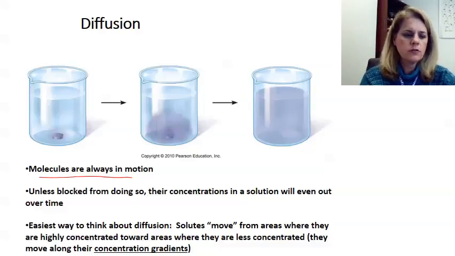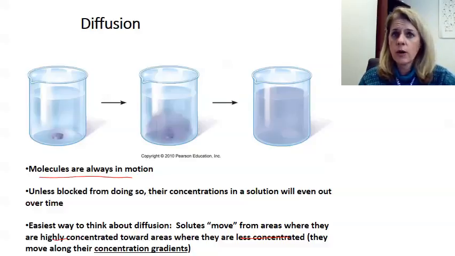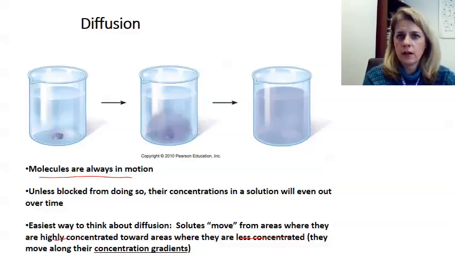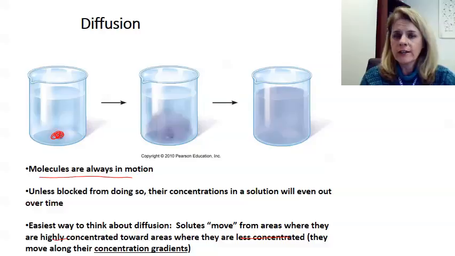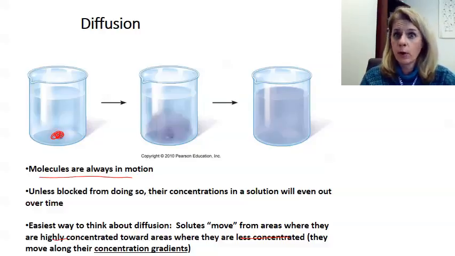So in diffusion, things go from high concentration to low concentration. They move down their concentration gradient. So what do I mean by that? If I was to take a beaker of water and I put in a color disc, okay, the color is at its highest concentration in this disc, right? That's where most of the purple is.